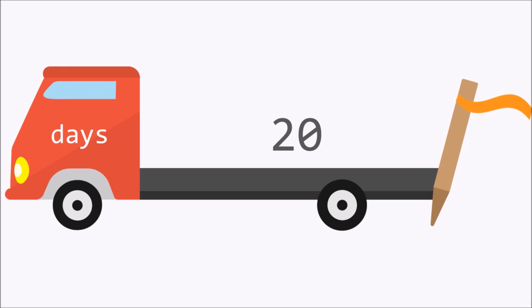So here we go. We're going to return to the truck analogy, and all we did in line 1 was declare a variable days of 20 and then stick that stake in the ground to say the statement's over.